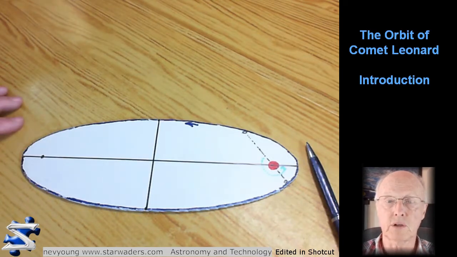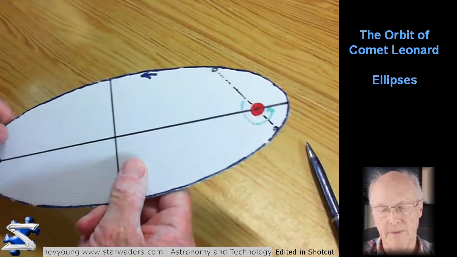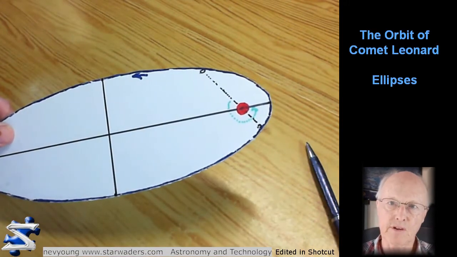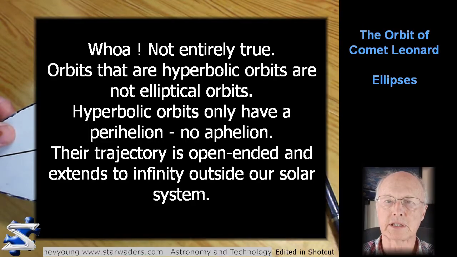So let's have a look and understand what a comet orbit is like, and then we'll see how a comet orbit moves in the solar system, and then we'll have a look specifically at Comet Leonard's orbit. Right, so comet orbits are ellipses. In fact, every object that orbits the sun does so in an ellipse.